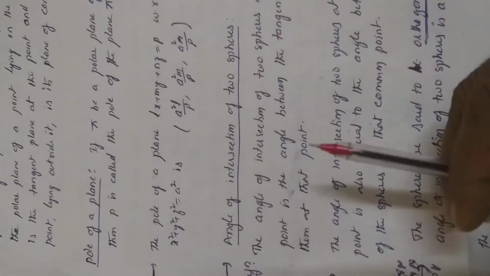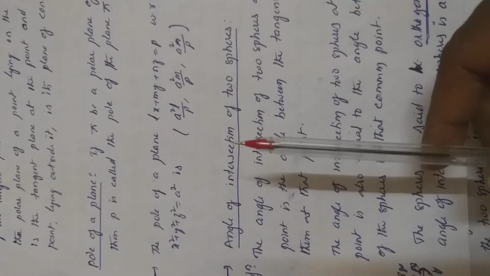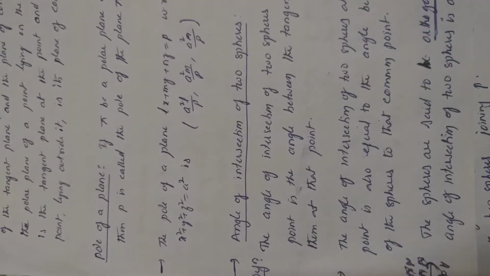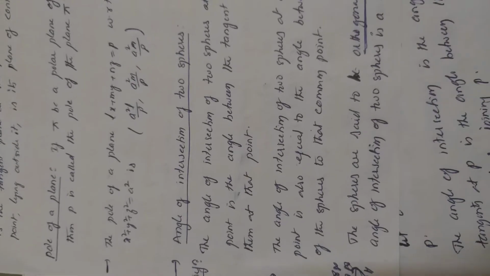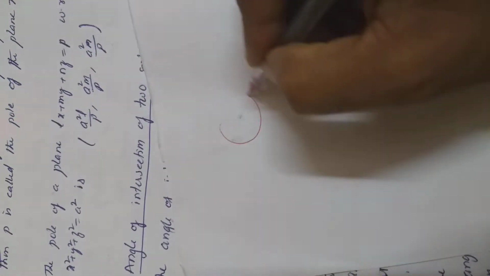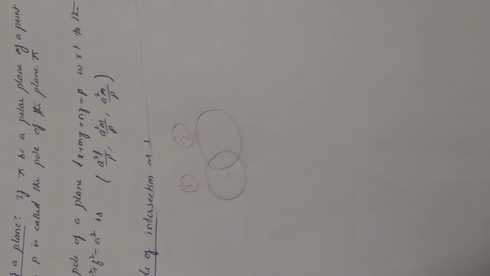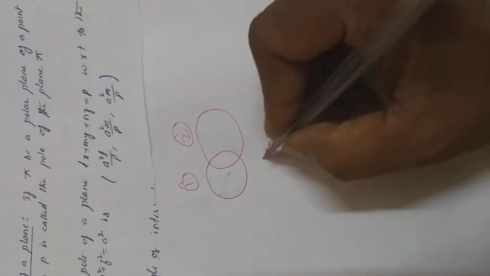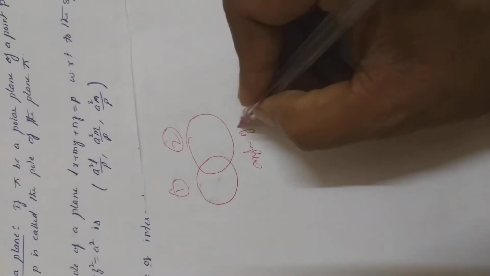Next topic is angle of intersection. This is the last but one topic in our syllabus, Unit 1. Angle of intersection of two spheres, right? Now if two spheres intersect with each other, then we have to find the angle between them. See, one sphere is like this, another sphere is going to intersect it. This is the second sphere, this is the first sphere. Two spheres are intersecting with each other. Now we have to find the angle between them. What is the angle of intersection equal to?